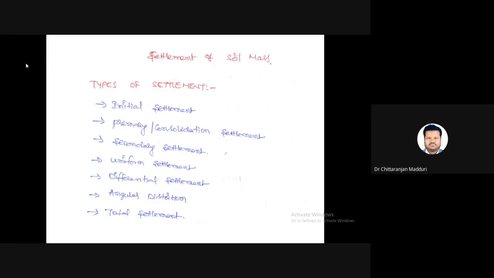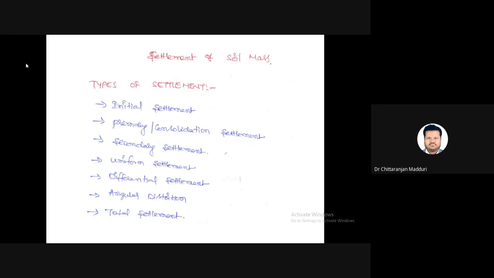Initial settlement means, when load is applied on a soil mass, immediately after the application of the load there is a vertical displacement of the soil mass. That means there is a change in volume of the soil mass in the vertical direction. It does not take any time. It happens immediately after the application of the load on the soil, and this settlement is known as initial settlement.